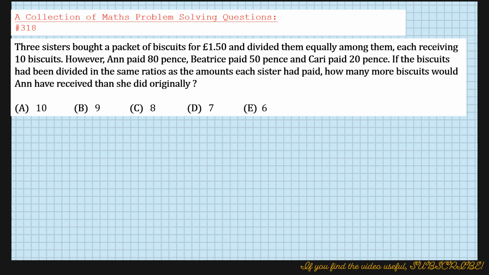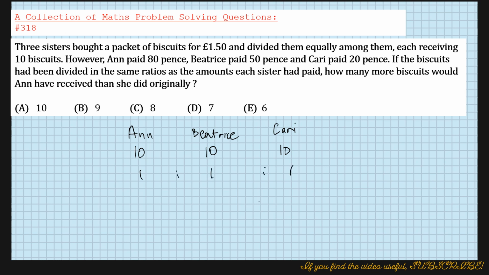So, the three sisters bought a packet of biscuits and divided them equally. So if we have Anne, Beatrice, and Cari, they got 10 biscuits each. So 10, 10, and 10 biscuits each. So the ratio obviously was 1 is to 1 is to 1.